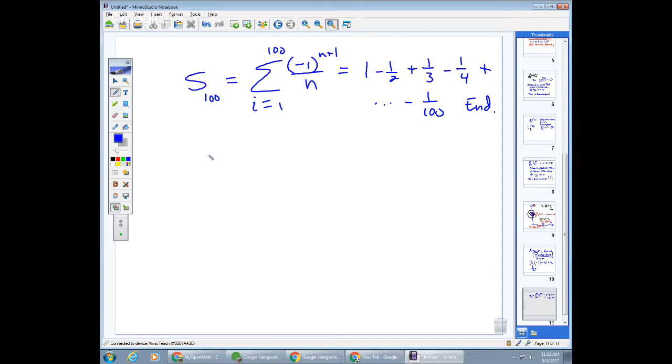What the theorem says is that the error, that infinitely long tail from number 100 on, has to be less than or equal to the next term. Well, what's the next term? 1 over 101. So I am less than that far away from the actual sum.